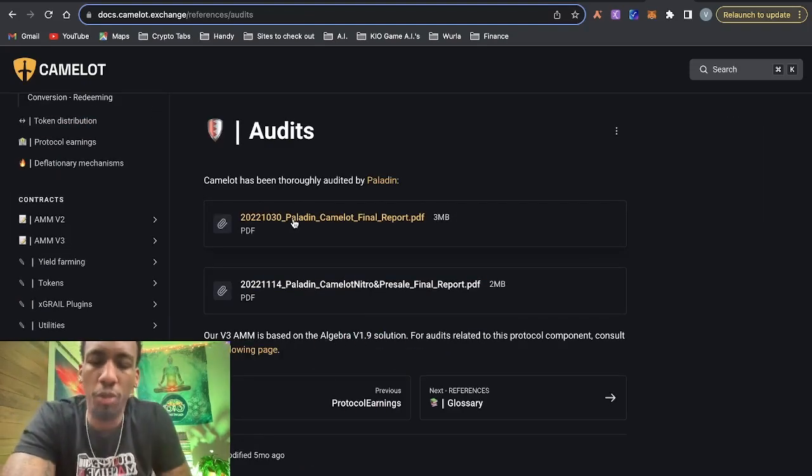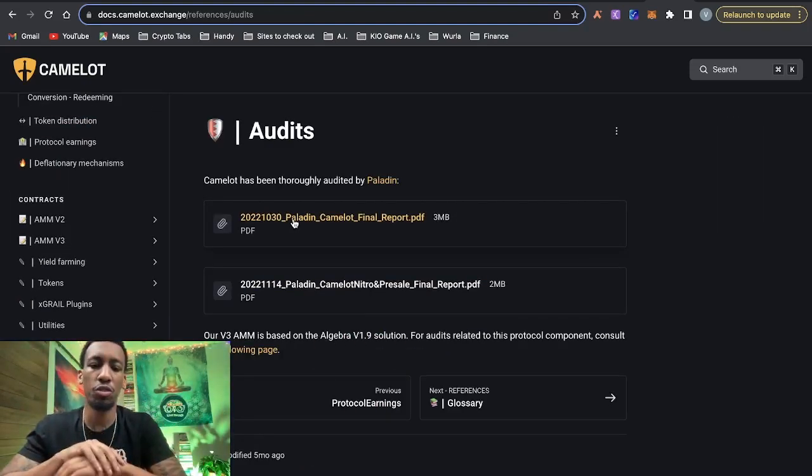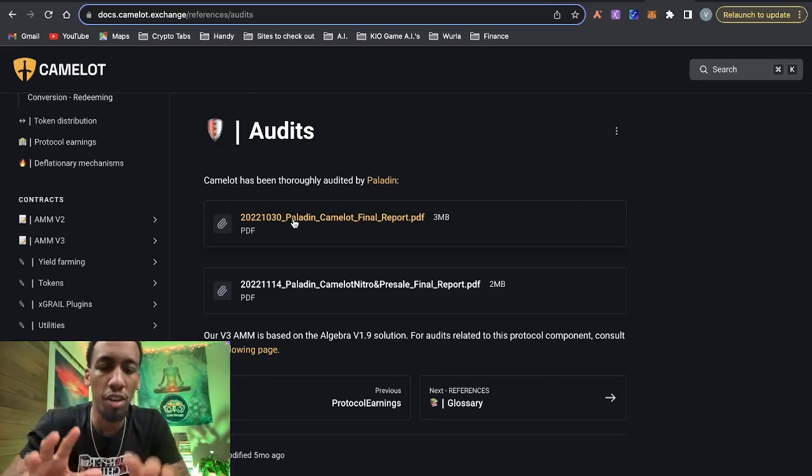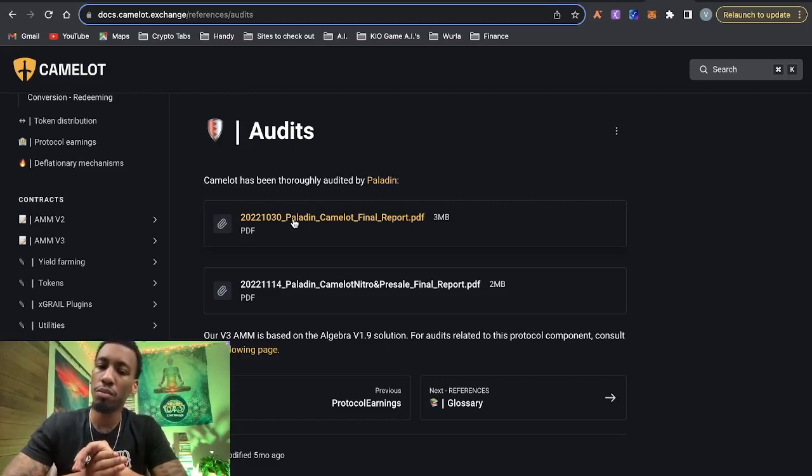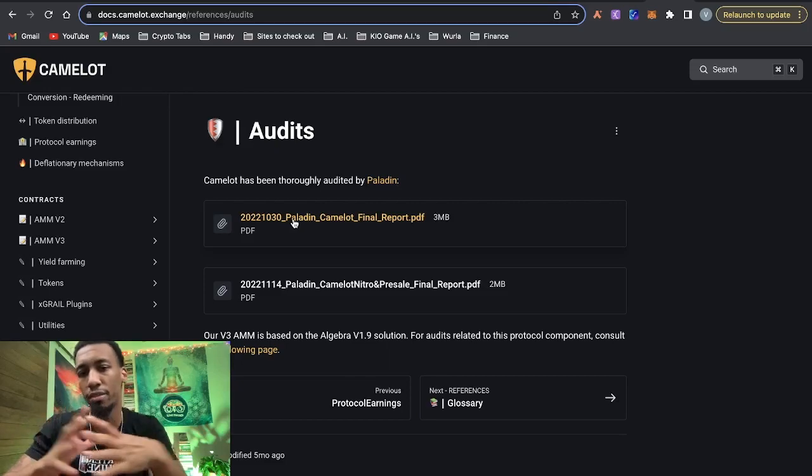And lastly, we always say security is of the utmost importance. So you want to make sure projects are being audited. Now, they do have audits. They do look good, but they only have 2 of them. And there's been projects that have gotten hacked with more audits. So I would say be a little careful.